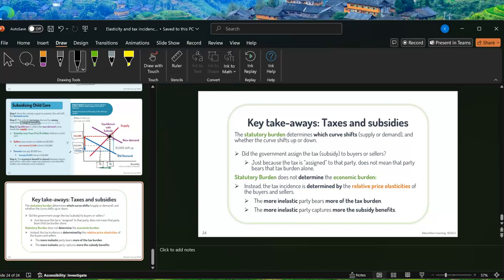So, the takeaway from taxes and subsidies is that whoever is more inelastic, either the buyer or the seller, that means whether the demand curve is more inelastic or the supply curve is more inelastic, will bear the majority of the tax burden or enjoy more of the benefits from a subsidy.